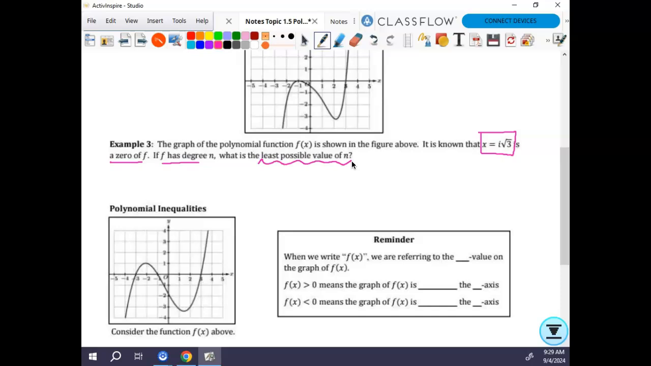On my graph, how many zeros do you see on the graph? 2. So I have this one here, and I have this one. You agree with that? Tell me something about this 0. How's it different? Yeah, this one goes through and this one doesn't. It bounces, and if it bounces, what do we know has to be true about the multiplicity? You can flip it over and look if you got to. What do you know is true?